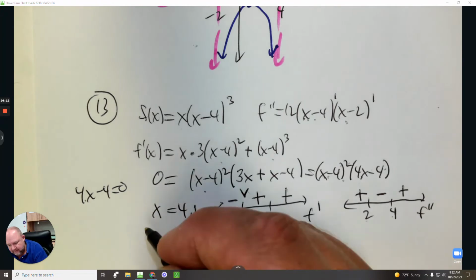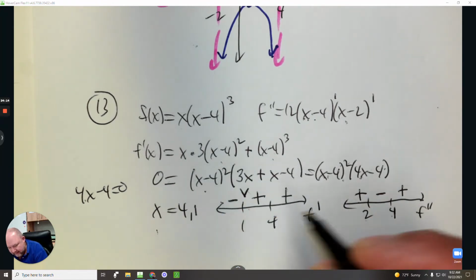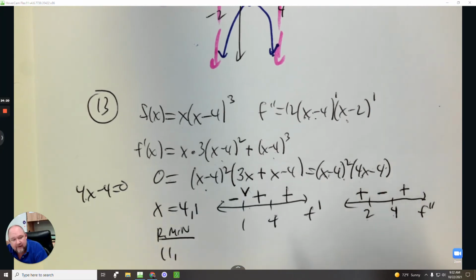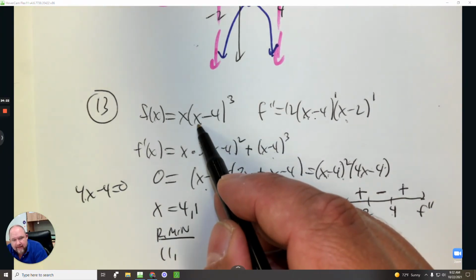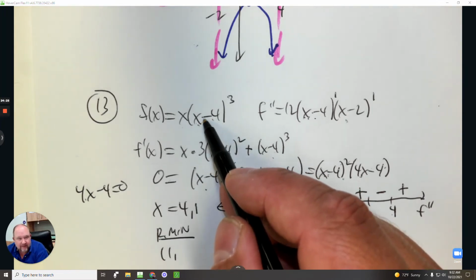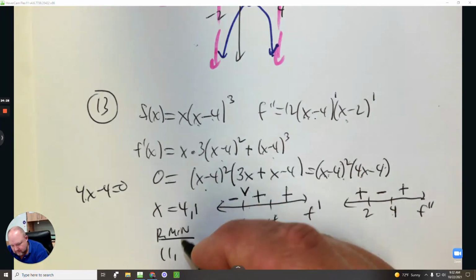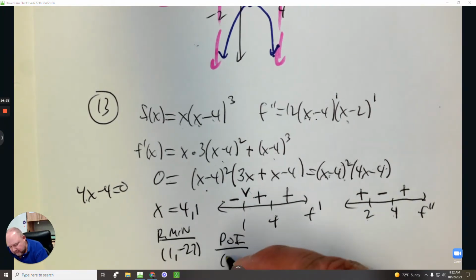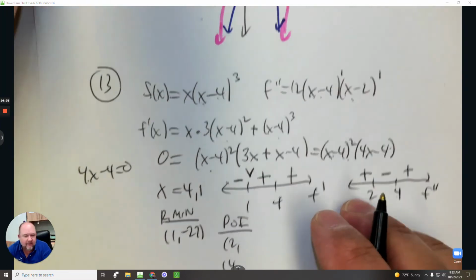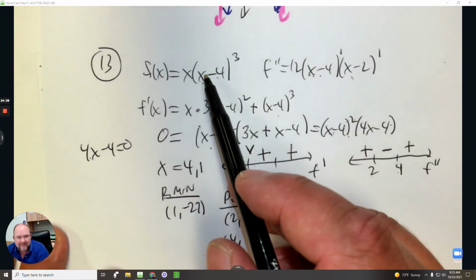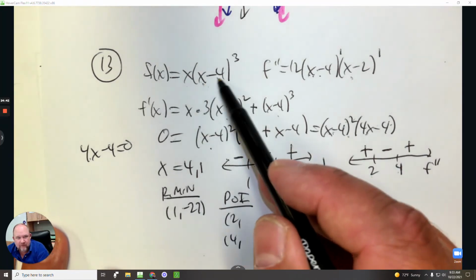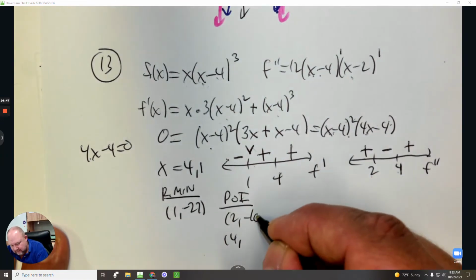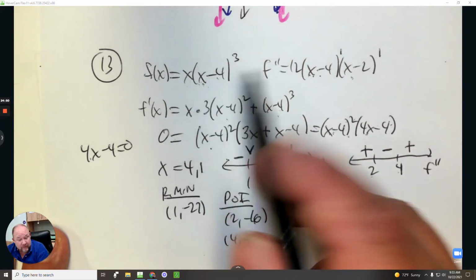So actually, we need to find what these points are. Sorry. So at 1, we have a minimum, so I need to plug 1 into here. 1 take away 4 is negative 3, and negative 3 cubed is negative 27. So at 1 and negative 27. Then we have points of inflection at 2 and 4. So again, to find the y-coordinate, plug it into the original function. 2 take away 4 is negative 2 cubed, which is negative 8, times 2, which is negative 16. To plug 4 in, the answer is 0, so that's simple.